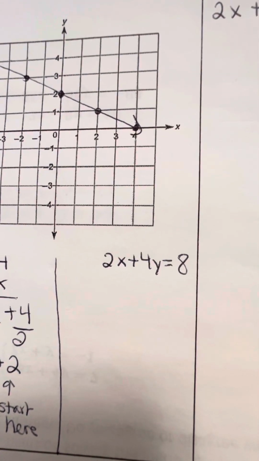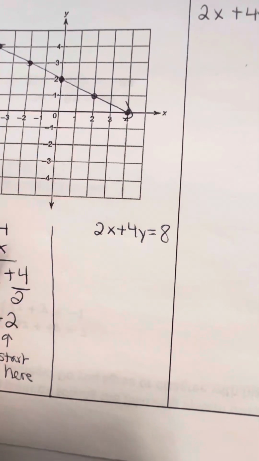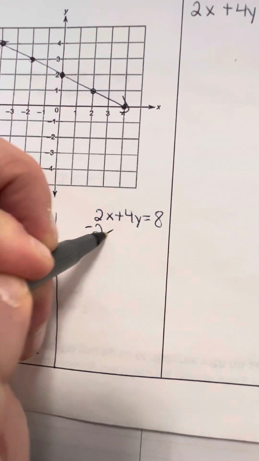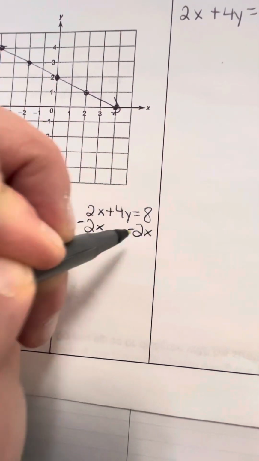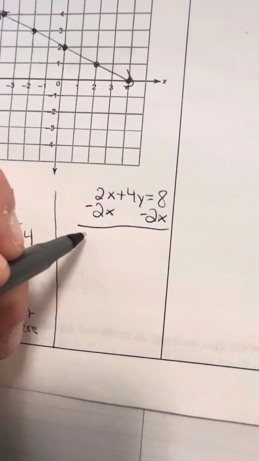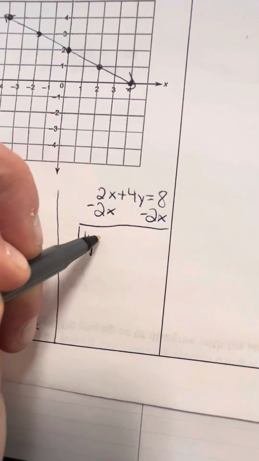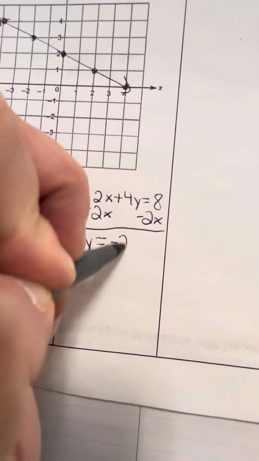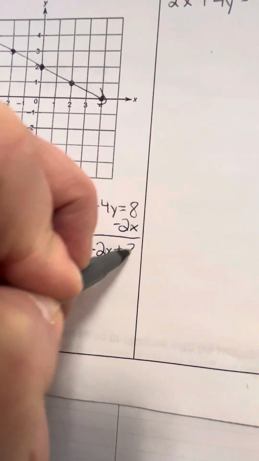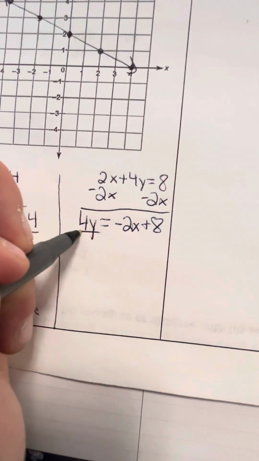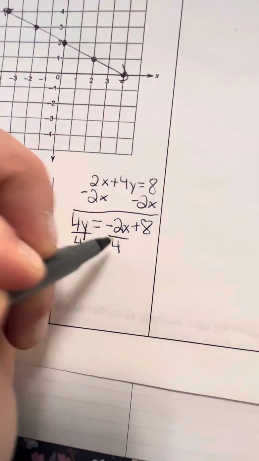Now we're going to do line 2. We're going to do the same situation. So we are going to subtract 2x on both sides, get that x over to the other side, and get this in y equals mx plus b. We're left with 4y equals -2x plus 8. And then we want to divide all things by that 4 to get rid of it.